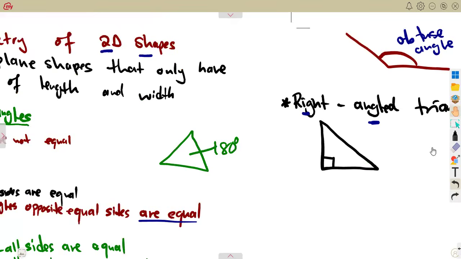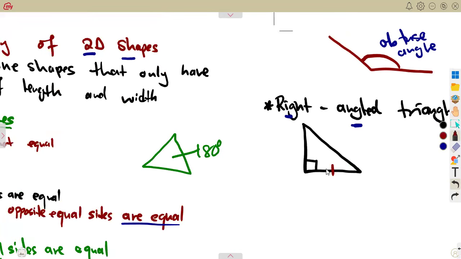What am I trying to say is that we can have a right angle triangle where these two sides are equal. Okay? We can have a right angle triangle where these sides are not even equal. That means it's a right angle triangle being a scalene. If these two sides are equal, it's a right angle triangle being what? An isosceles triangle. All right? So it can be a right angle triangle being an isosceles triangle at the same time. You must be able to understand that.